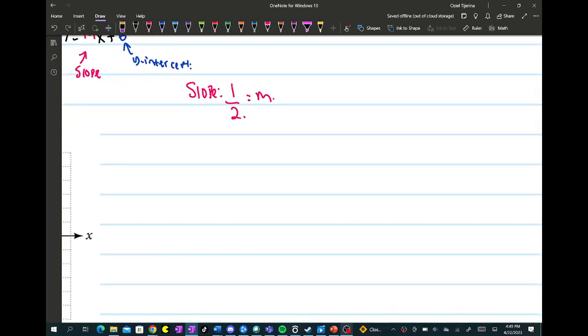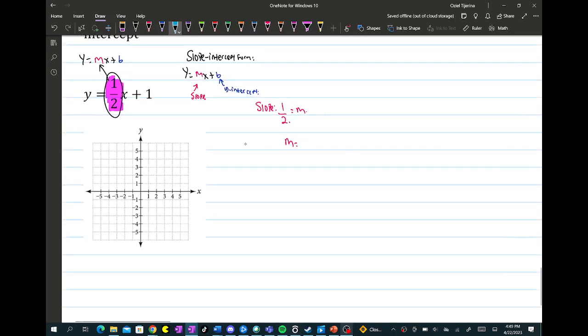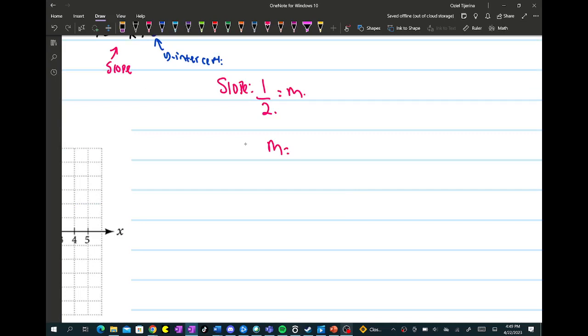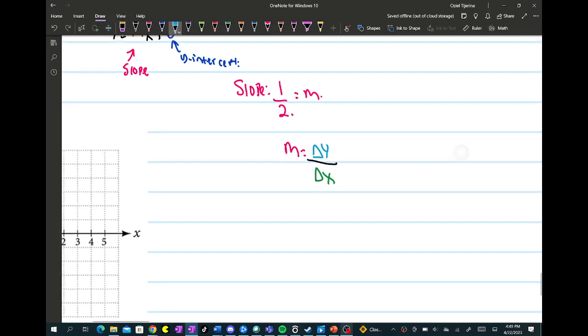However, we have to remember the definition of slope. M, my slope, is equal to my change in y. Actually, let me do it in a different color. I'll do change in y over change in x. Let me do green.